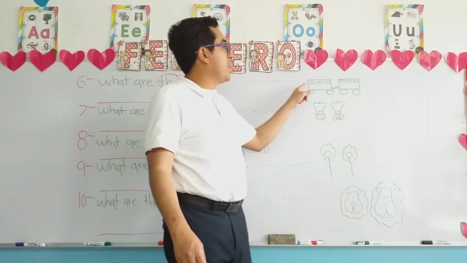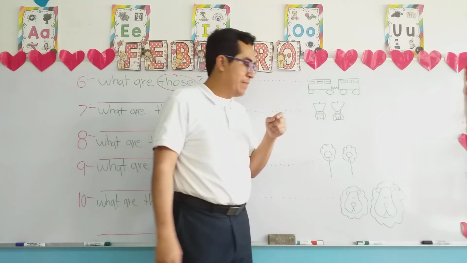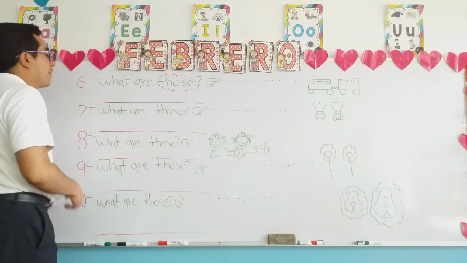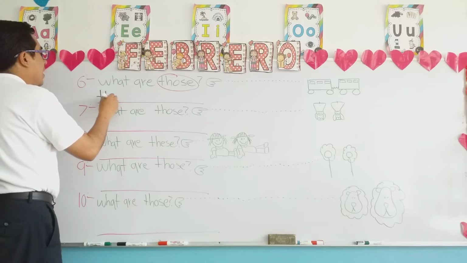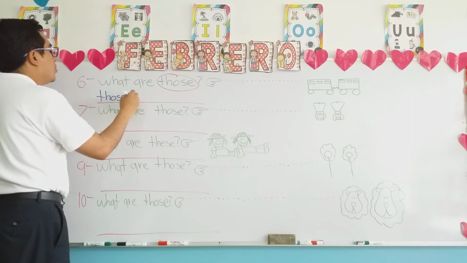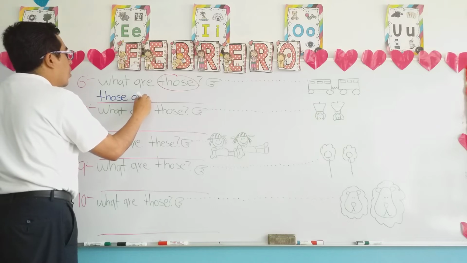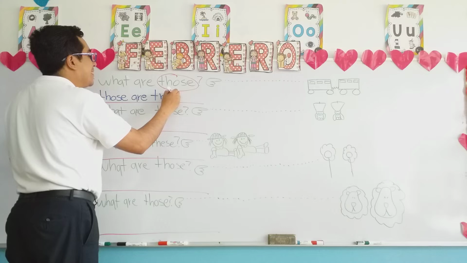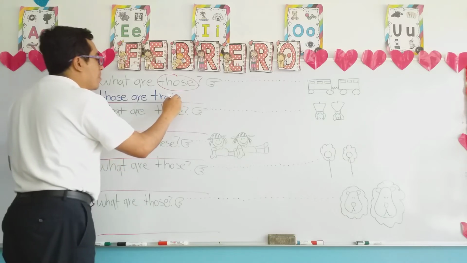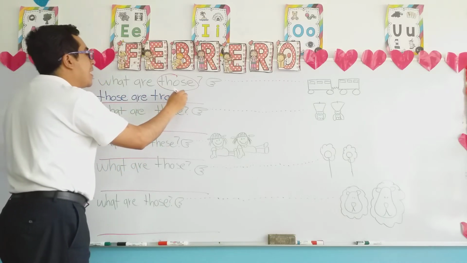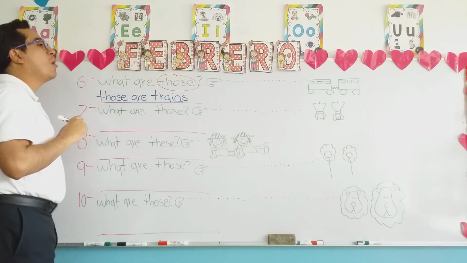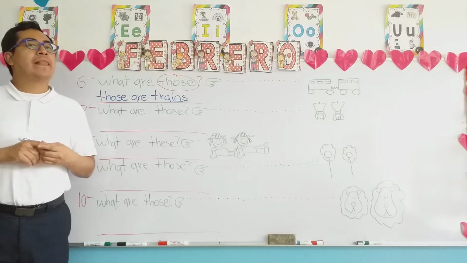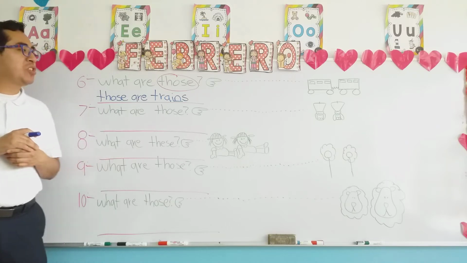And the object that appears right here, train. So, the answer is those, esos, those are, son, those are trains. Now, because the word finishes with N, we add S. Those are trains. Esos son trenes. Let's continue with question number 7.